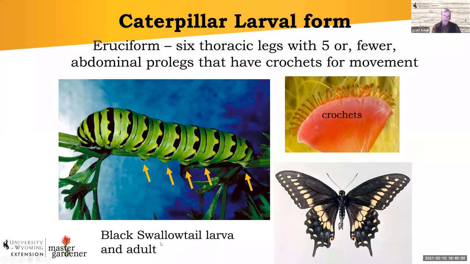So in this case, the black swallowtail, in most cases we think of butterflies as being totally beneficial and very pretty, but if you're growing things like carrots or parsley, the black swallowtail larva can be a pest of your crop.